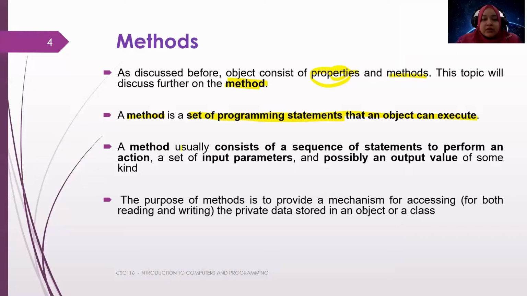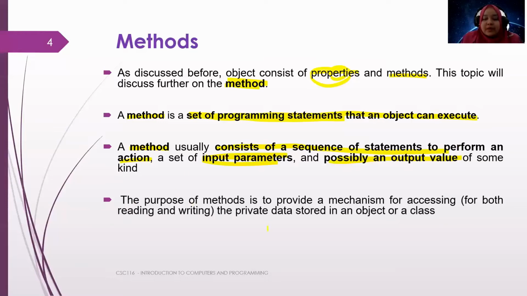A method usually consists of a sequence of statements to perform an action, a set of input parameters, and possibly an output value of some kind. Remember, a method consists of a sequence of statements to perform an action. Maksudnya bila sebut method ni, contoh method macam tu adalah fly. Fly tu kan dia ada dia punya statement tu. So menggunakan statement itulah objek itu akan buat action tu. Next, it says a set of input parameters. Bila sebut pasal input parameter adalah we get data from outside. Maksudnya we ask a user, maybe that is about the input parameter, and also possibly an output value. Later kita akan tengok dengan lebih mendalam pasal ni.